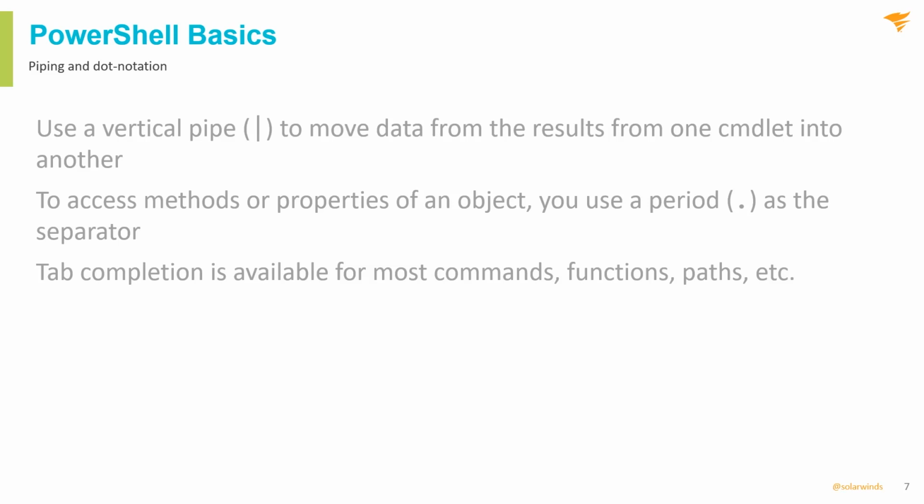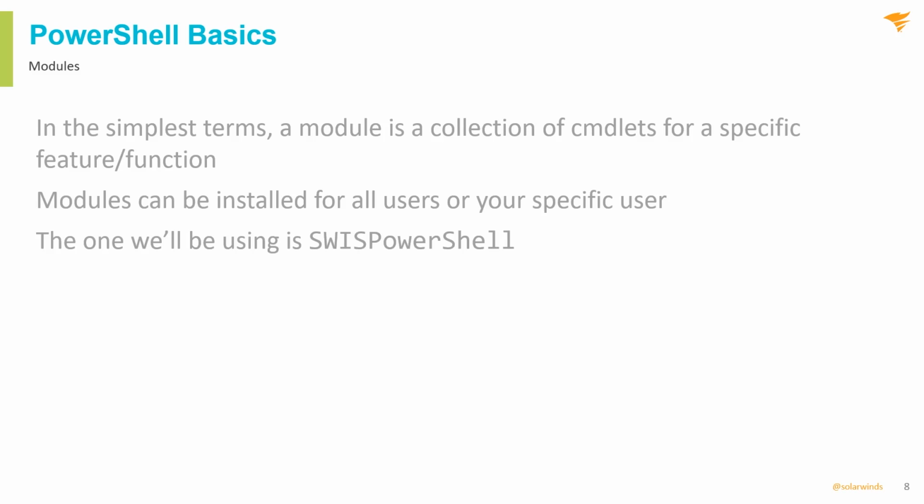You can also access the methods and properties by using the dot notation. Like you saw in the earlier example where you just have string, you can do string.length, or string.split, or string.insert, or any number of things. The other thing I want to mention is tab completion is built into PowerShell pretty significantly. If you type get-c and start tabbing through, it'll list out all of the possible cmdlets that match.